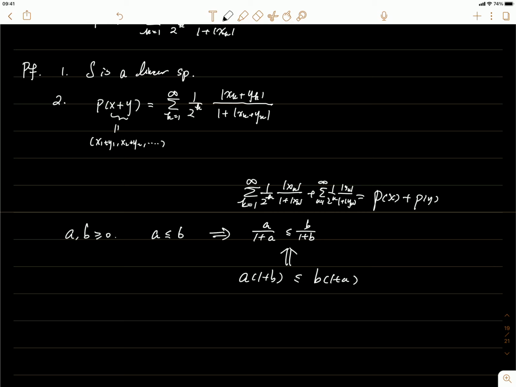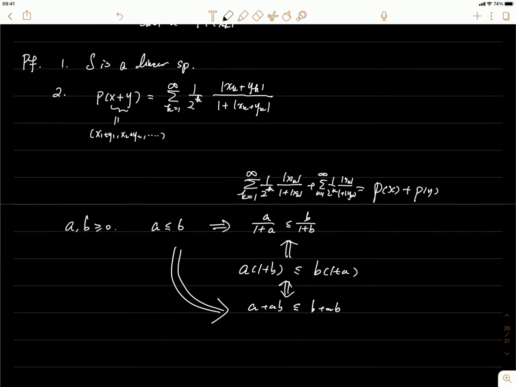And this, you can see when you break the parentheses, you will just have a less than or equal to b. So you can easily get that because this is equivalent to a plus ab less than or equal to b plus ab. But this can be implied by that. Okay, so that's how I get to prove this.